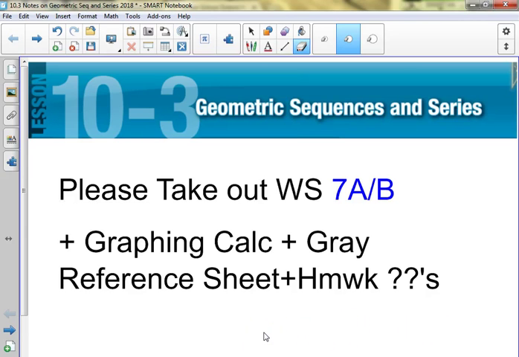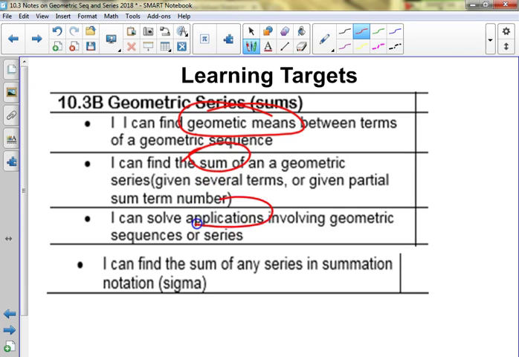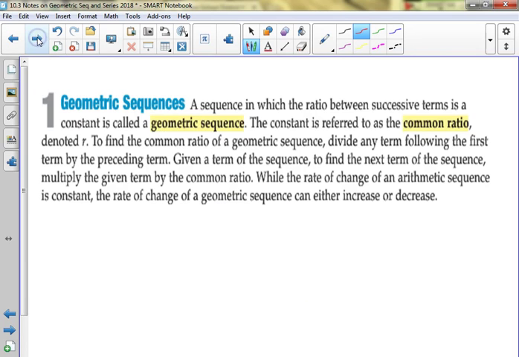All right, so today we're going to revisit geometric sequences, and then we're going to add on geometric series and sums. Learning target: we got new vocabulary again today, geometric means, which just means missing terms of a geometric sequence. Then finding the sum given a variety of things, applications, and then the sum of an infinite series. Oh, sigma notation, yeah. We already are good with that one.